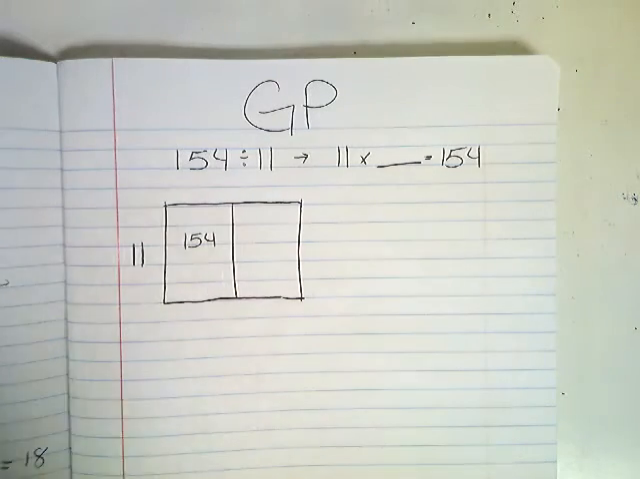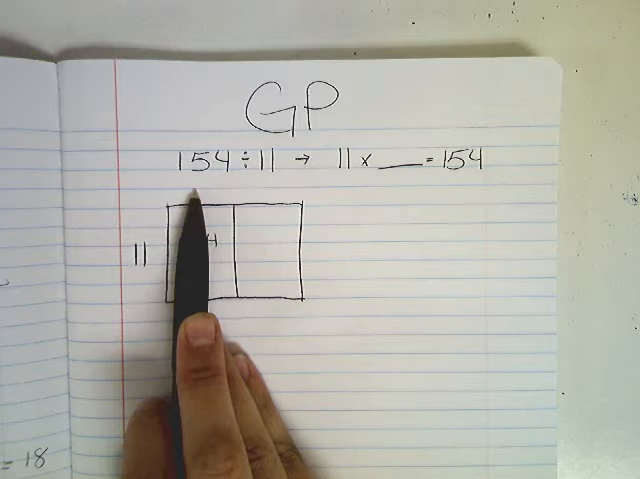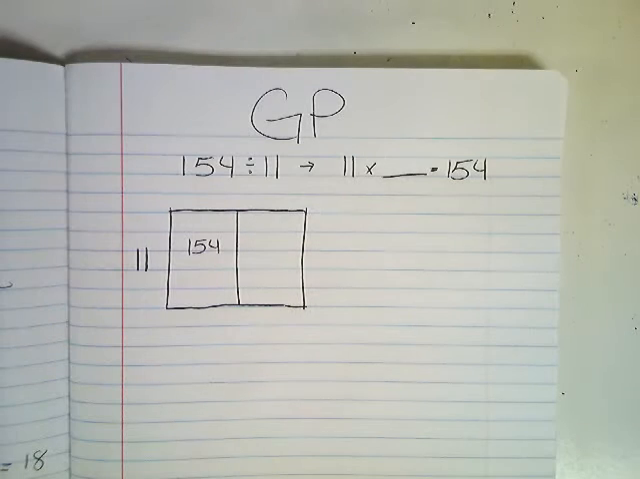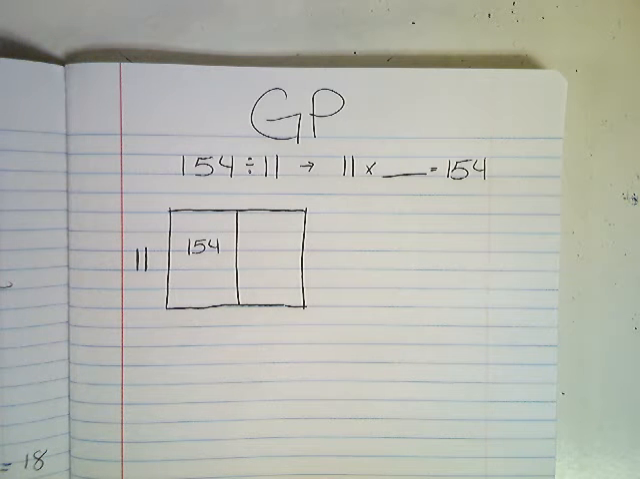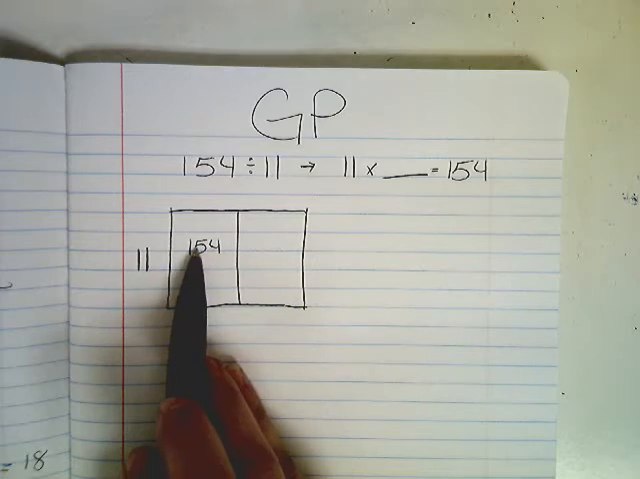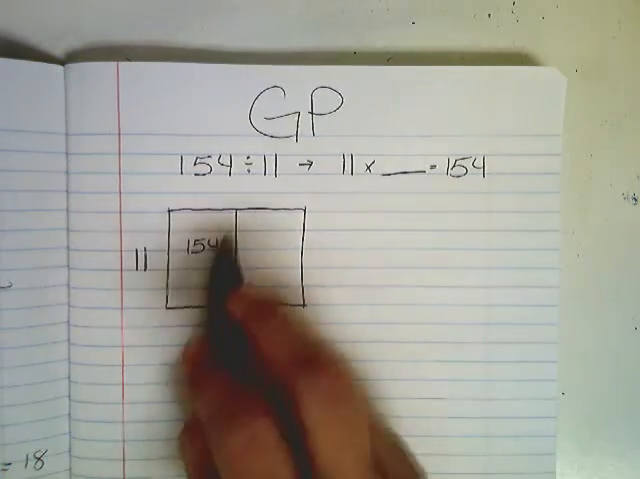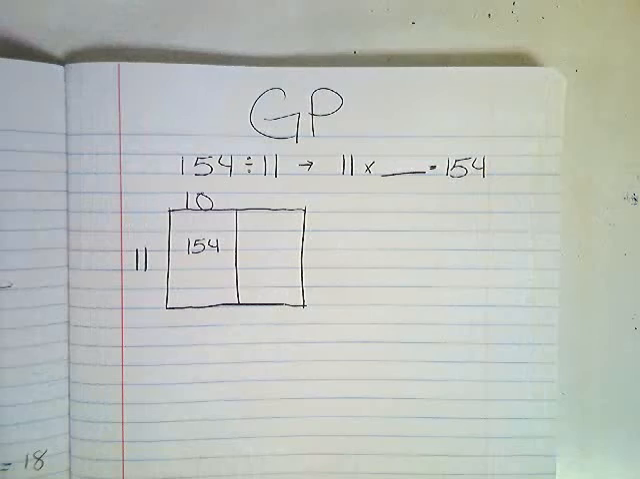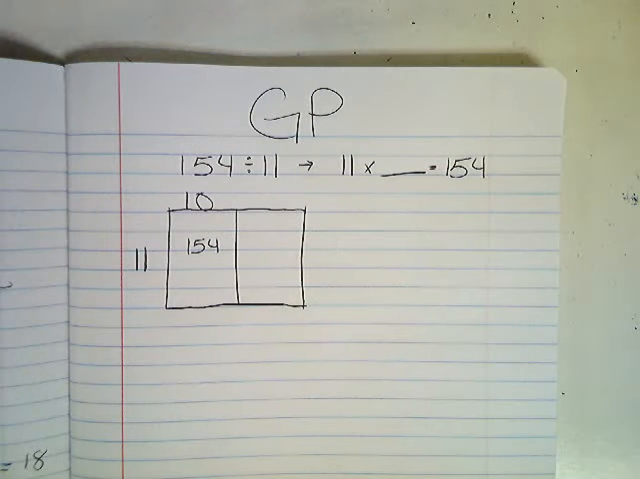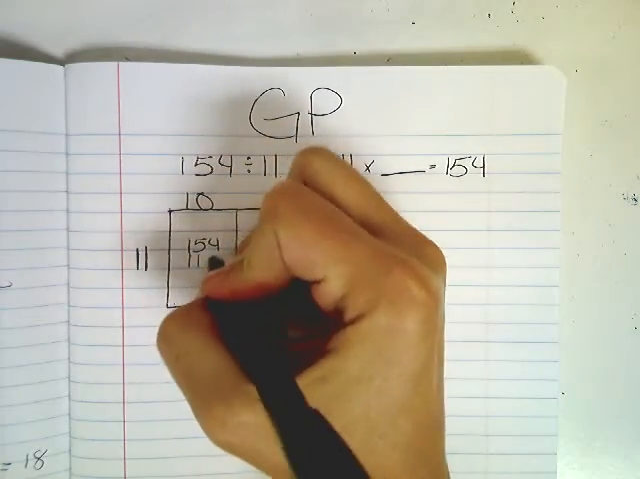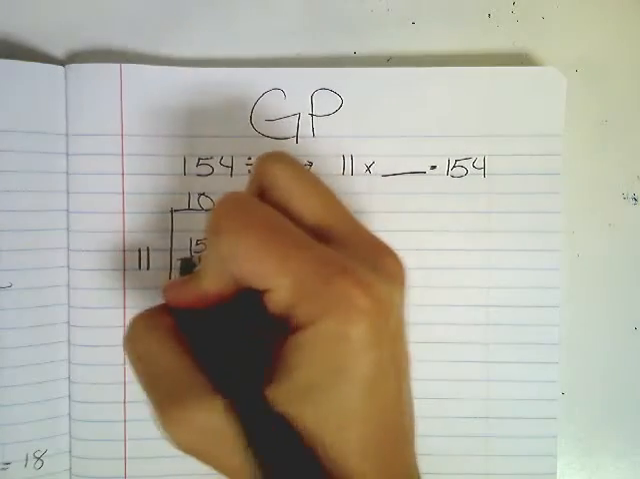Let's think to ourselves, ready? 11, because this is your tens place. So whatever digit here would be 10, 20, 30, 40. But 11 times 10 is 110. 11 times 20 would be 220. That's too far over. 220 is larger than 154, so it's going to be 11 times 10. 11 times 10 is 110. Subtract.